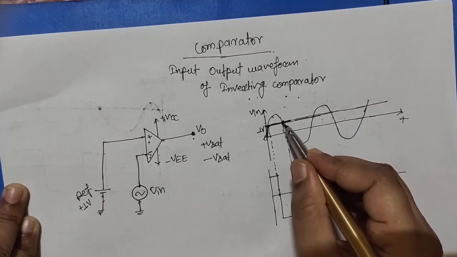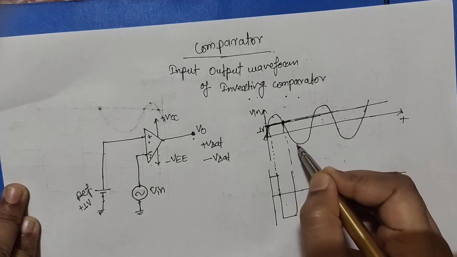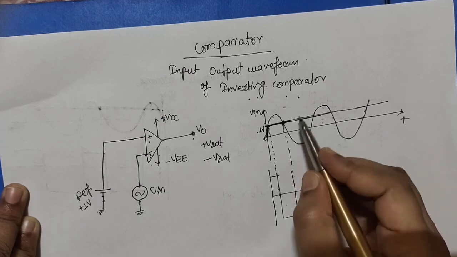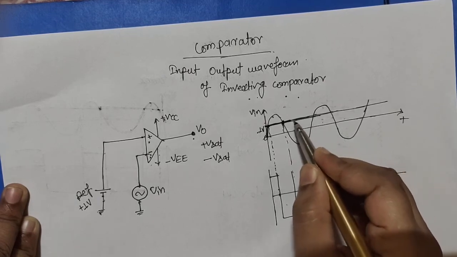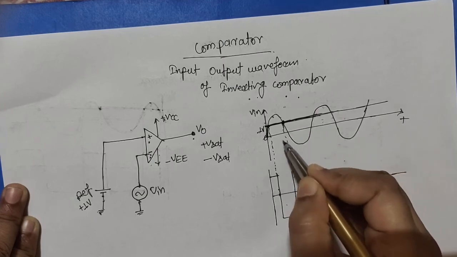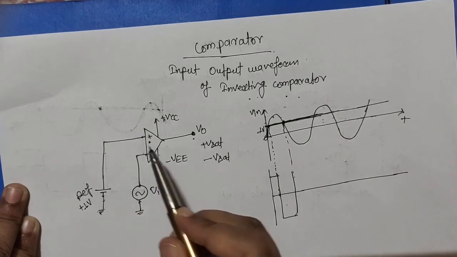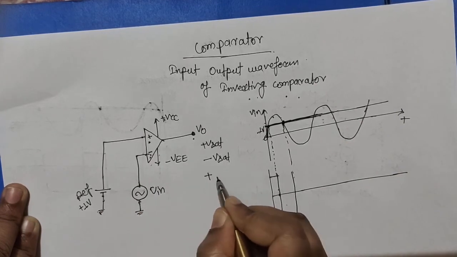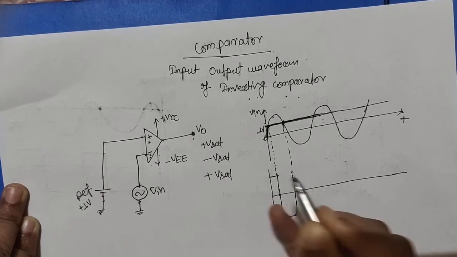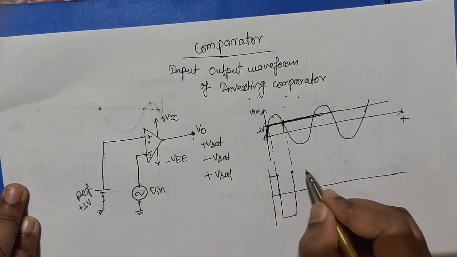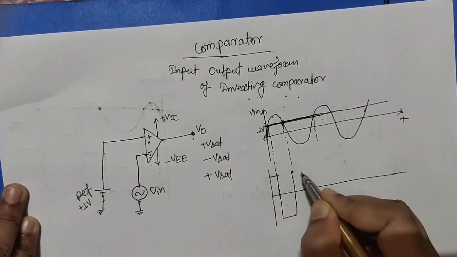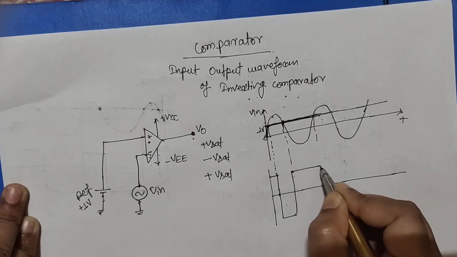After this point, in this area, this reference signal is higher than this input signal, and the reference voltage is applied to the positive terminal, so the output will be plus Vsat. Means after this point the output will be plus Vsat.